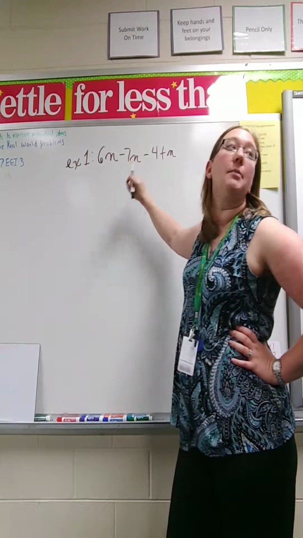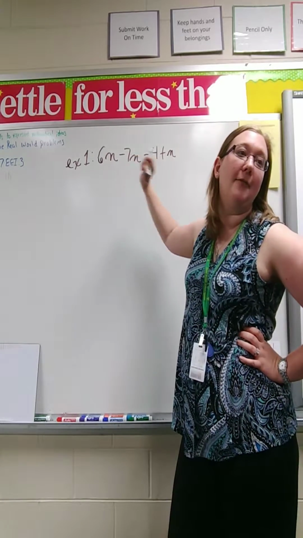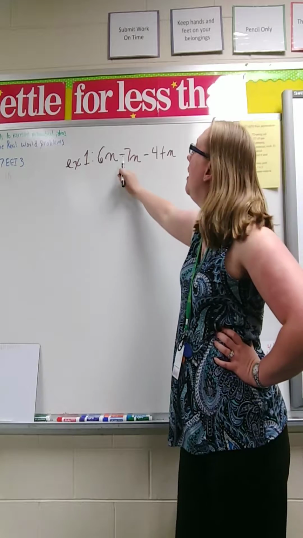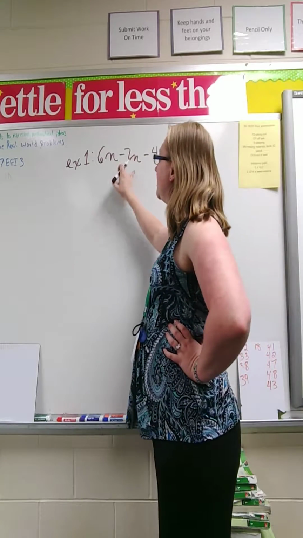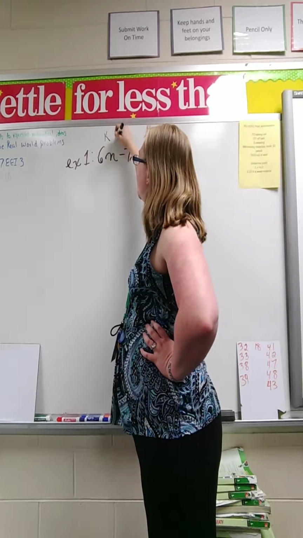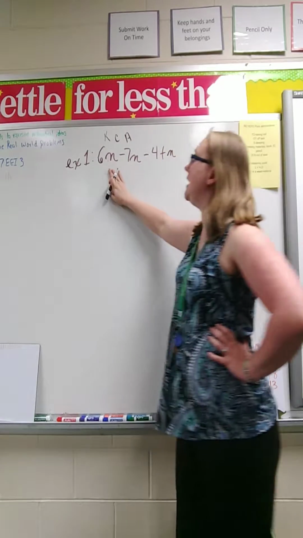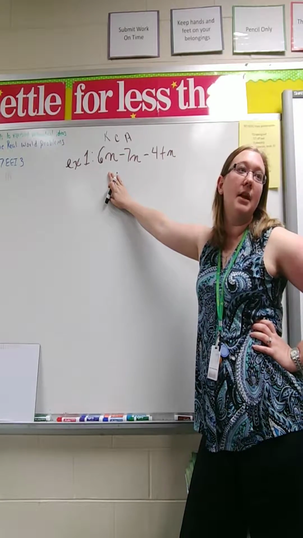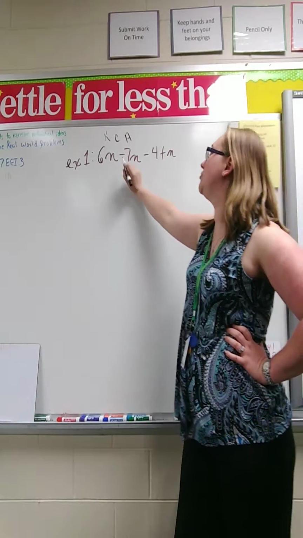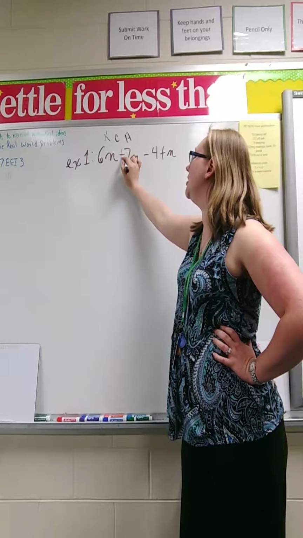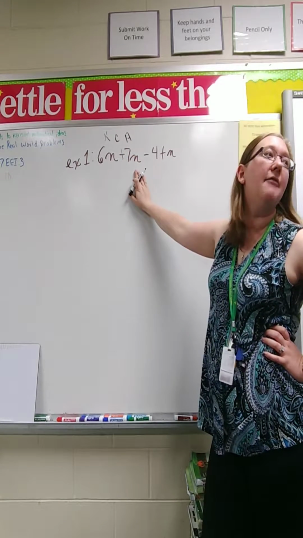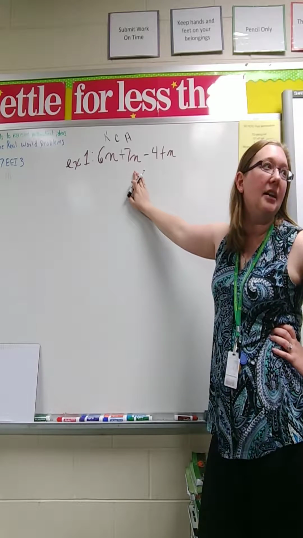So, I'm going to start with my first subtraction sign. If I'm going to KCA this, I keep the 6n. I'm going to change my subtraction to addition, and my 7n becomes negative 7n.